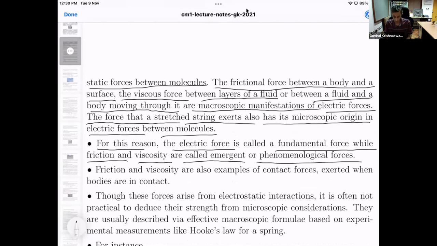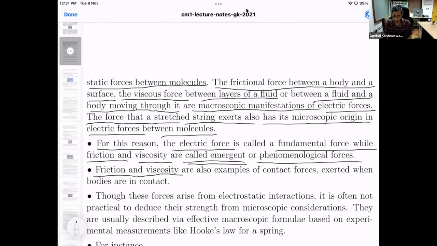I will say in a moment what I mean by that. In a sense, they emerge from considering many electric forces and their effects among the constituents of the system. I mean, there's another way to classify these forces as well.